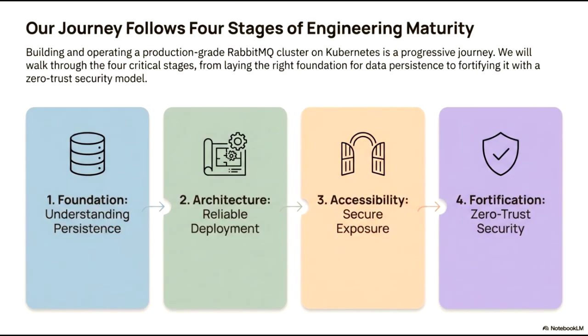The second stage, Architecture, Reliable Deployment, is where we design the blueprint for stability. This phase involves configuring our cluster for high availability and resilience, ensuring that our deployment can handle real-world production demands. Once we have a stable architecture, we move to Stage 3, Accessibility, Secure Exposure. In this phase, we define how to safely expose our services to the outside world, implementing secure networking strategies that balance connectivity with strict access control. The final stage is Fortification, Zero Trust Security. This is the pinnacle of our journey, where we apply advanced security principles to verify every interaction within the cluster, creating a robust and fully defended production environment.